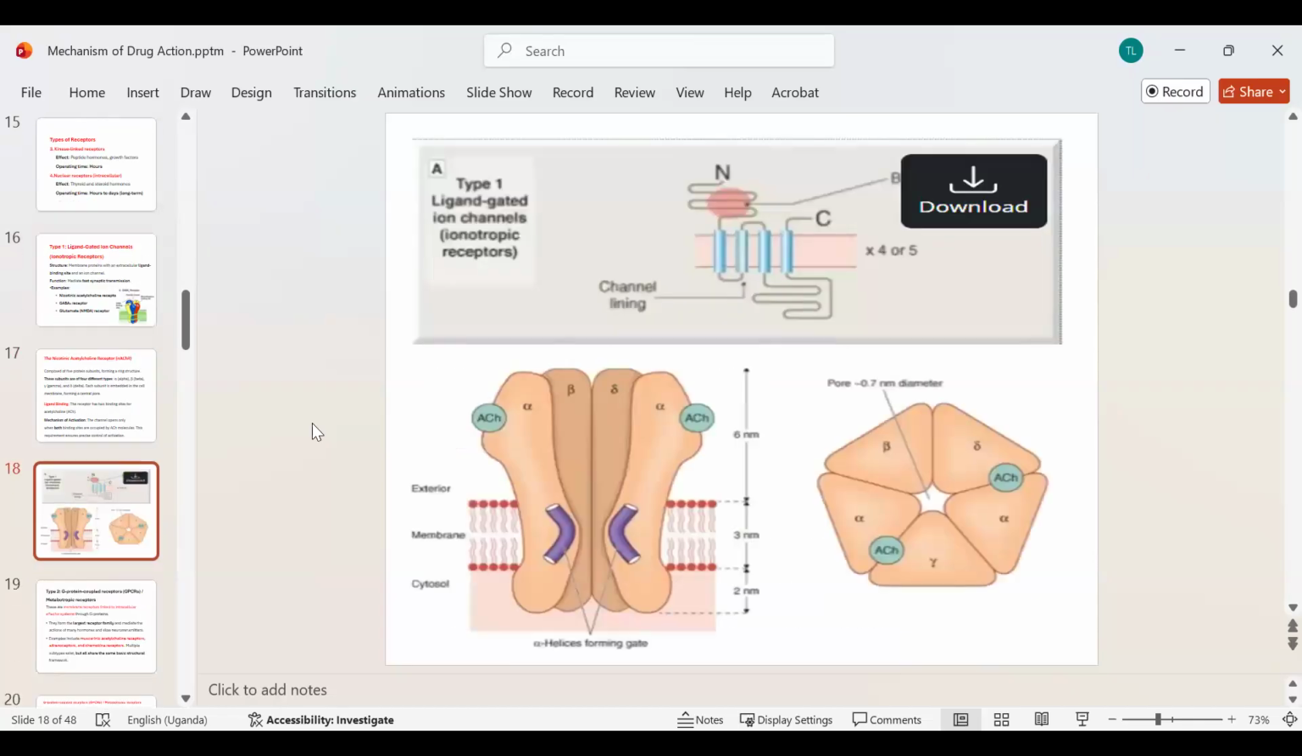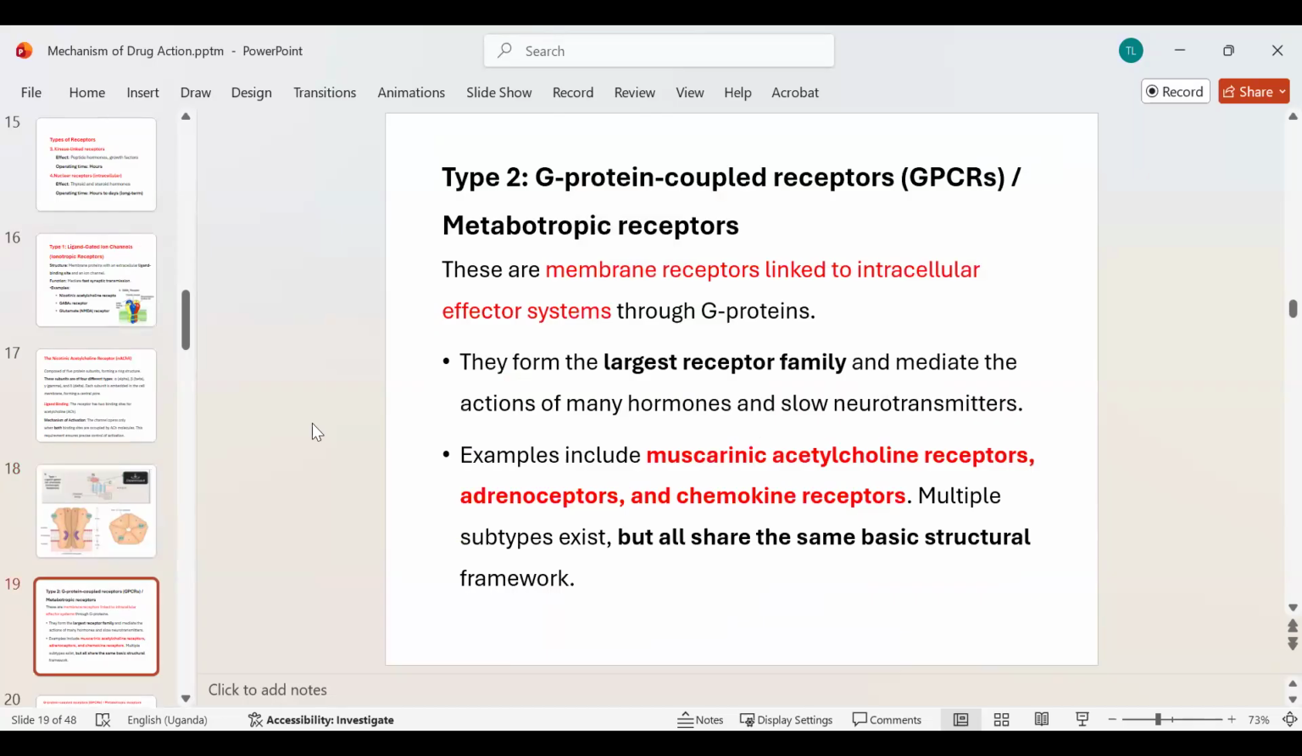This is the nicotinic type of receptor we are talking about. It also has an ion channel, as you can see the pore there, and once acetylcholine binds, it opens up the pore. So basically you need to remember that. Then that takes us to the G protein coupled receptors, which are sometimes also referred to as metabotropic type of receptors.